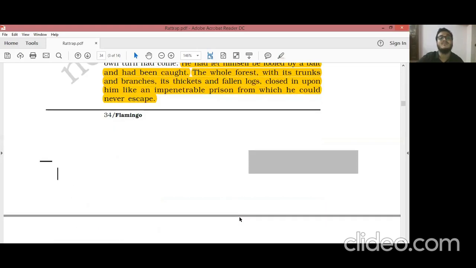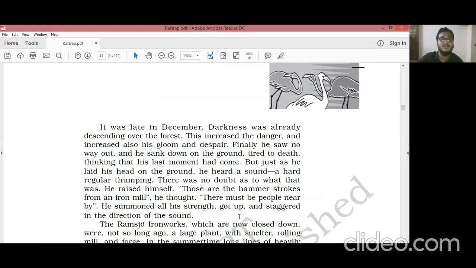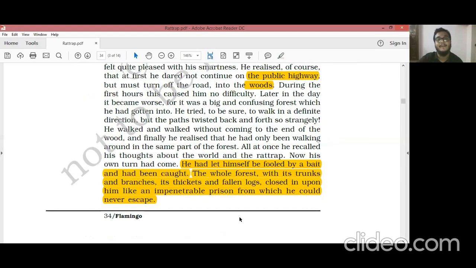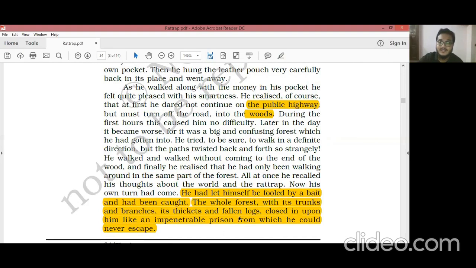Okay, page number 34, till page number 34, where he is stuck in the middle of the forest. He is in the world of the rat trap. He's not in the real rat trap. In the world of the rat trap, a metaphorical presentation, what I was talking about in the introduction part. So he's in a metaphorical rat trap of the world, and he is in it. Who? The same boy, the rat trap seller, the peddler, the vagabond.